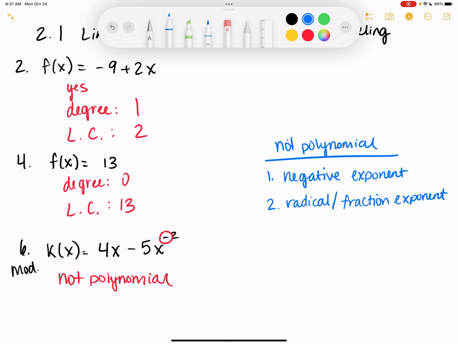The leading coefficient is always the number in front of the highest powered variable. So if this had been what the problem was actually stated to be, which was 4x minus 5x squared, what would the leading coefficient be? Negative 5, because that's in front of the highest powered variable.